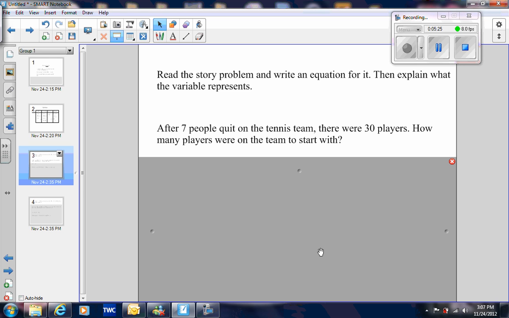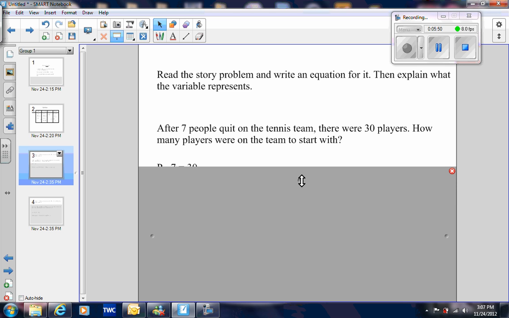You have to think, am I adding to the team? And that is not the case here. When people quit, you're not adding to the team. This would actually be the opposite, where you're subtracting from the team. You had a team, 7 people quit, now you have 30 players. So this would be a subtraction. You know that you're subtracting 7, and you have 30 left when you're done.